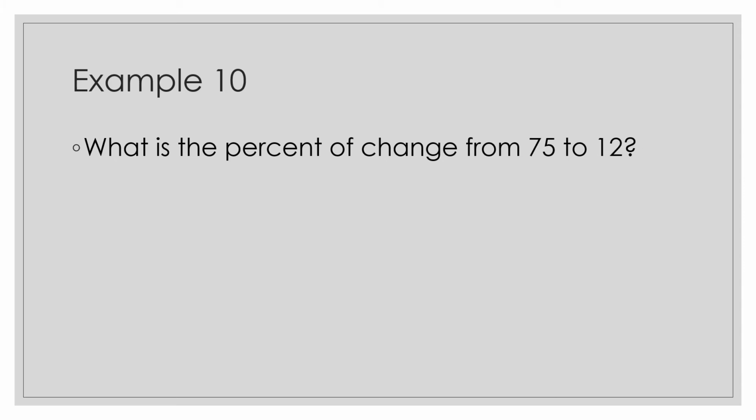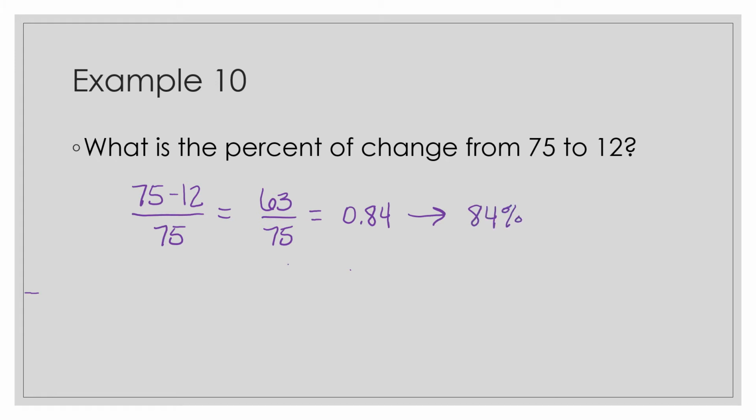Example 10, what is the percent of change from 75 to 12? So again, we do the amount of change, so 75 minus 12, divided by the original amount, so it was first 75. So 75 minus 12 equals 63, divided by that original amount of 75, gives us 0.84. And we change that 0.84 back to a percentage, so 84%. And from 75 to 12 is a decrease. It just went down in number.